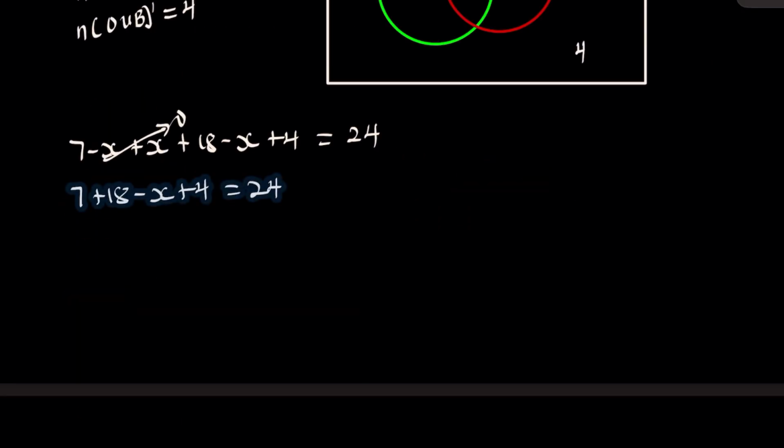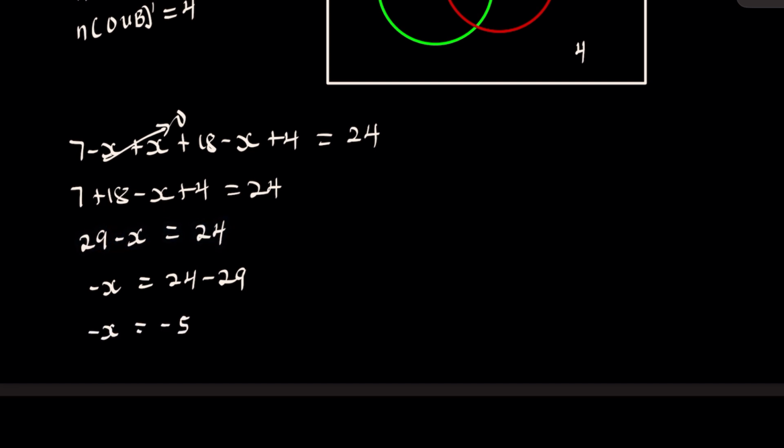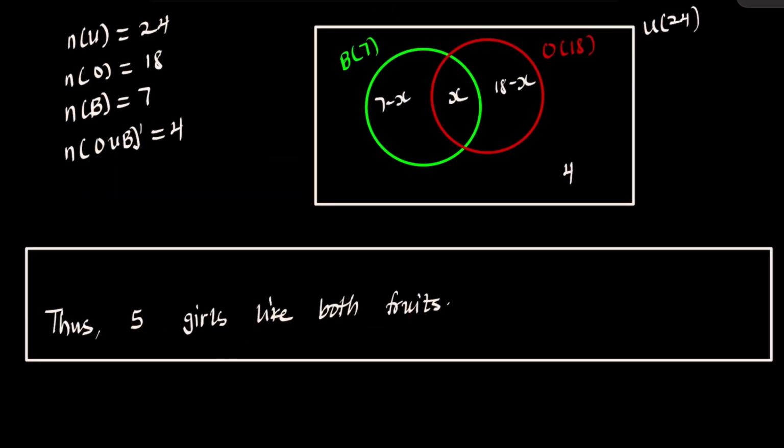Now let's solve this algebra. So you're going to have 7 plus 18 plus 4, which is going to give us 29. So you're going to have 29 minus X is equal to 24. Now let's solve for X. So minus X will be equal to 24 minus 29. That's minus X is equal to minus 5. Which implies that X is equal to 5. Thus, 5 girls like both fruits.